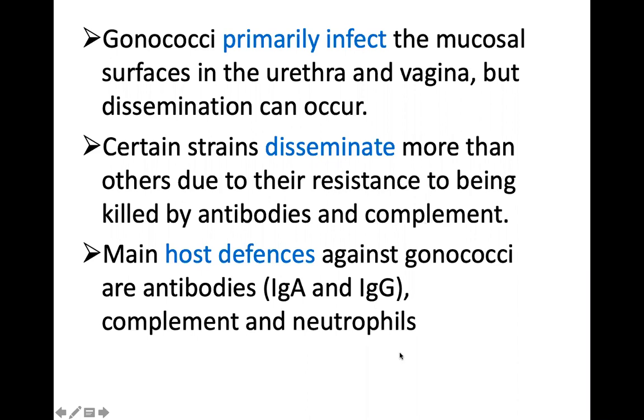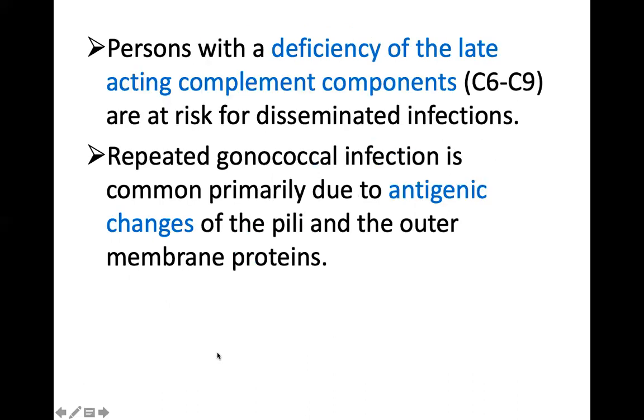So the main host defenses against gonococci are IgA and IgG antibodies, the complement system, and neutrophils. Now, persons with a deficiency of the C6 to C9 components of the complement system are at risk for disseminated gonorrheal infections. And repeated gonococcal infection is common primarily due to antigenic variation in the pili protein, that is, antigenic changes in the pili and the outer membrane proteins.